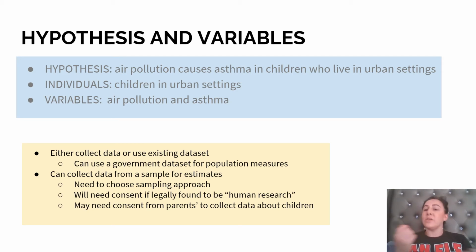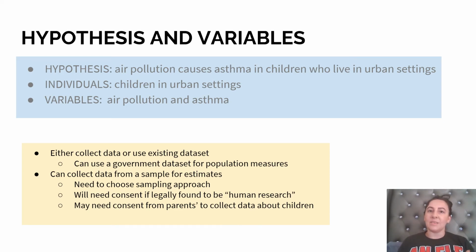All right, so here's an example. Let's say your hypothesis is going to be air pollution causes asthma in children who live in urban settings. So in this situation, the individuals that you're going to study will be the children in urban settings, okay, your individuals of interest, right? And then the variables that you're going to be measuring in this situation will be air pollution and asthma, okay?